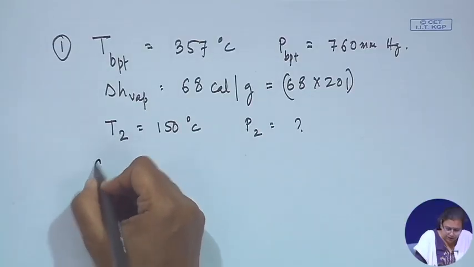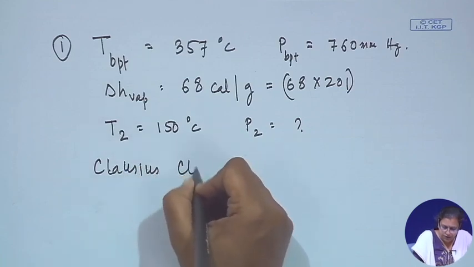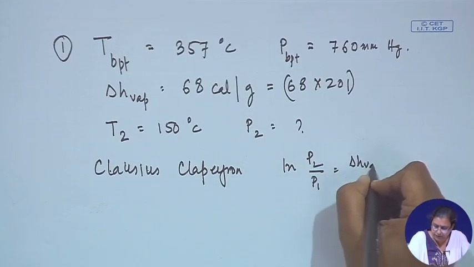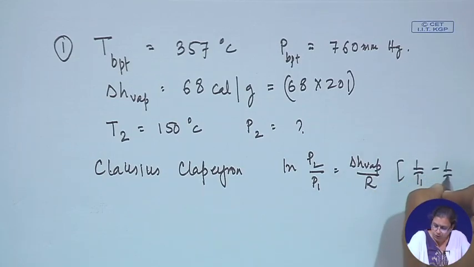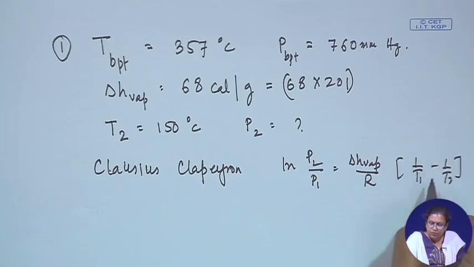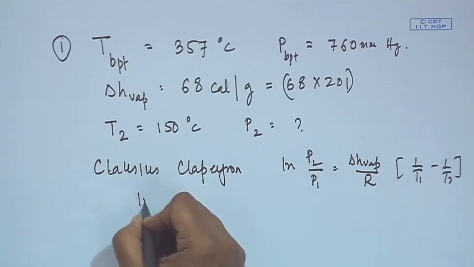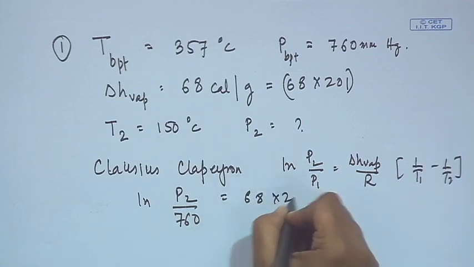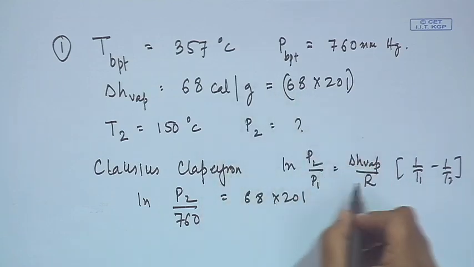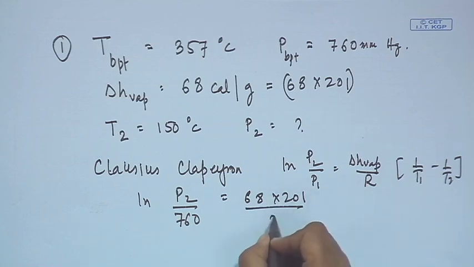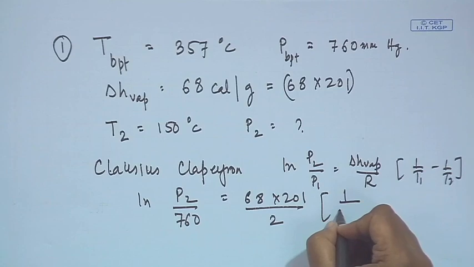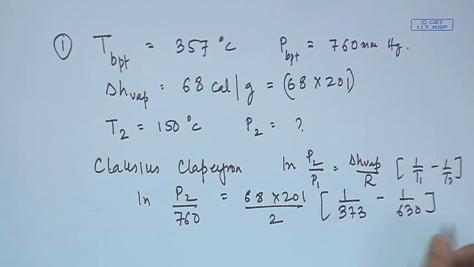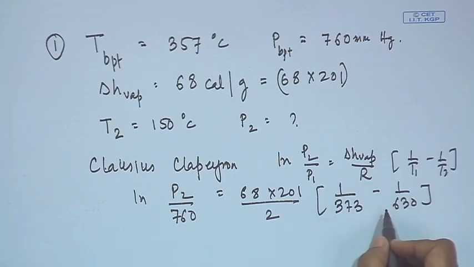What is the Clausius-Clapeyron equation? Let us recall. I had already discussed the Clausius-Clapeyron equation in the class. It was ln(P2/P1) equals ΔH vaporization by R times (1/T1 minus 1/T2), is it not? So, if we use this, we are required to find P2, we know P1. ΔH vaporization has to be 68 into 201, and this is given in calories. So, the corresponding R also has to be taken in calories, so this is 2. And 1/T1 is 1/373 minus 1/630. So, if you solve this out, then what do you find?